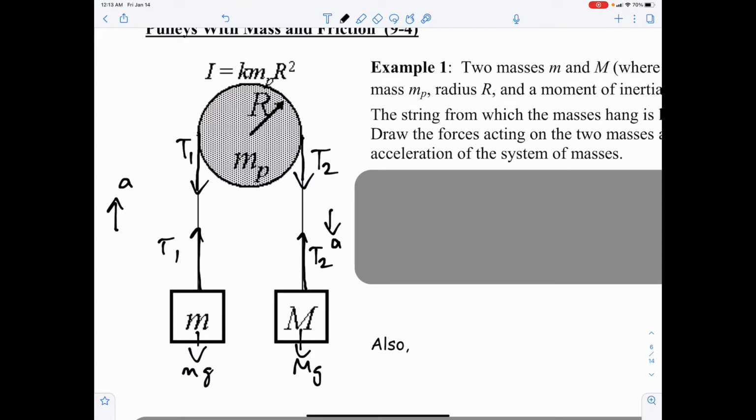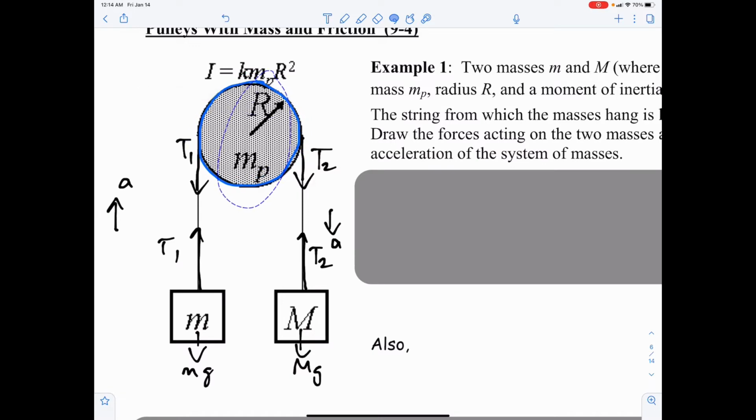Now, I'm going to draw my pulley here. Now, tension 1 actually causes the pulley, sorry, let me fix that. Tension 2, there we go. Draw a pulley again. There we go. Here's what tension 1 does. Tension 1 is on the left side of the pulley, and tension 1 causes what? It causes counterclockwise rotation. Tension 2 causes clockwise rotation.